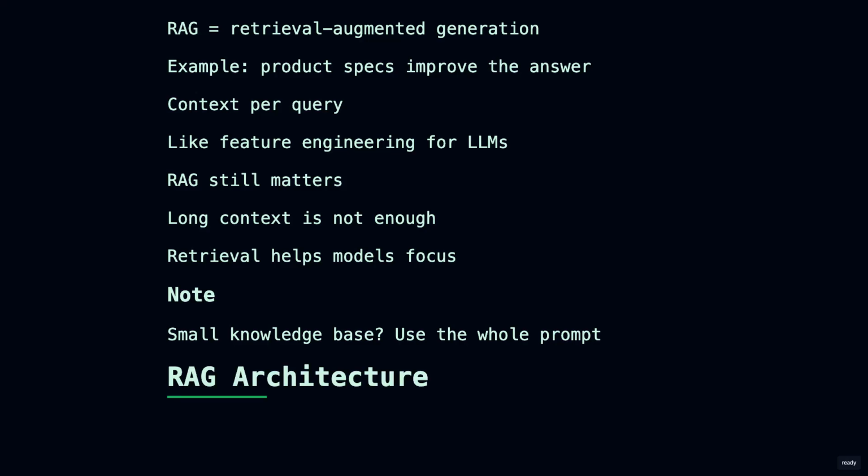In this section, we'll build the core picture of Retrieval-Augmented Generation, or RAG. First, we'll separate the retriever from the generator. Then we'll look at how documents are indexed, queried, and combined into a final prompt.